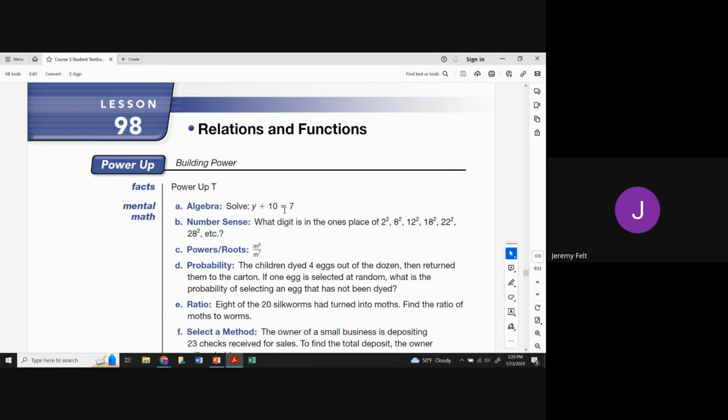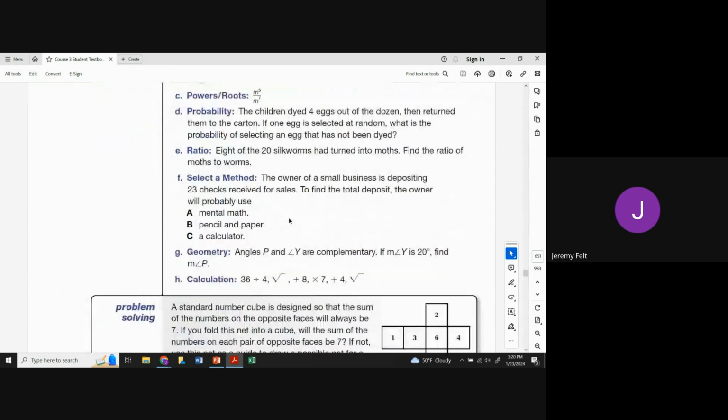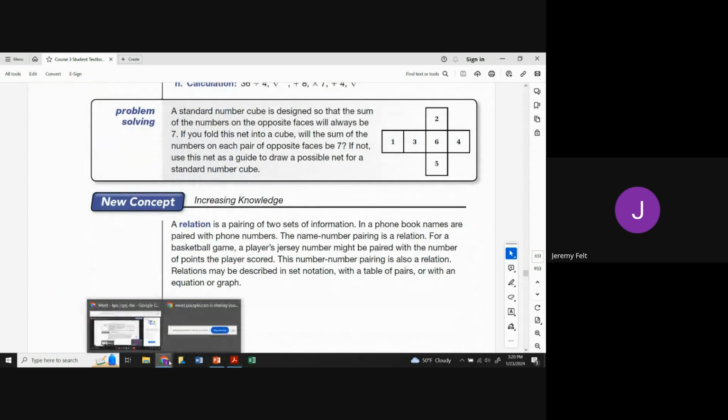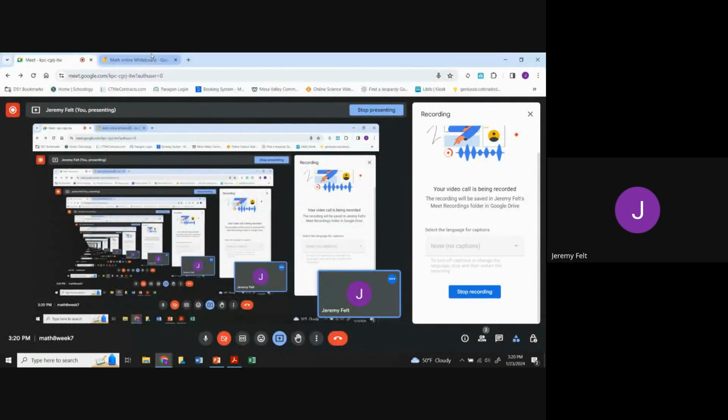Now, lesson 98, we're looking at relations and functions. Okay, make sure I'm still presenting.